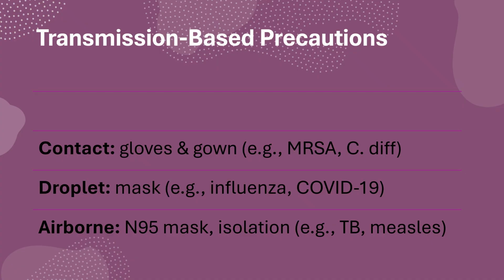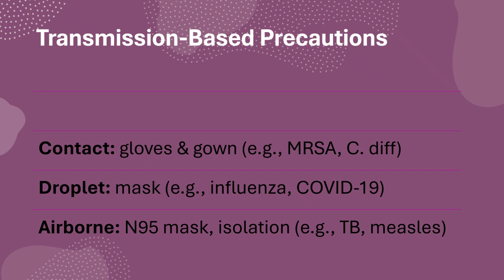Now the next one is transmission-based precautions. These precautions are used when standard precautions alone are not sufficient to prevent the spread of an infectious agent. Transmission-based precautions are based upon the mode of transmission of the infectious agent. As you can see in the slide, there are a lot of transmission-based precautions, for example, contact precautions, droplet precautions, airborne precautions.